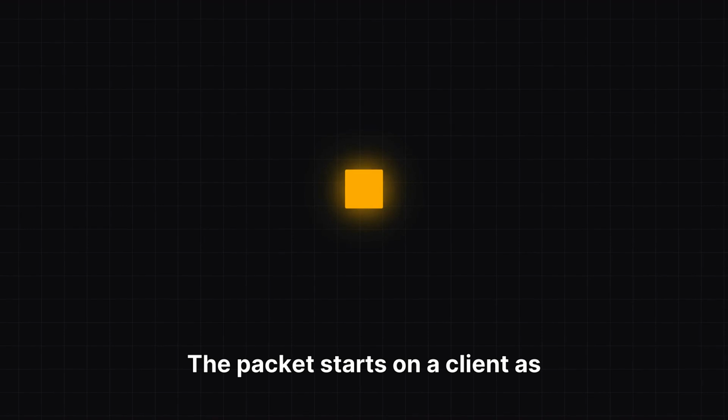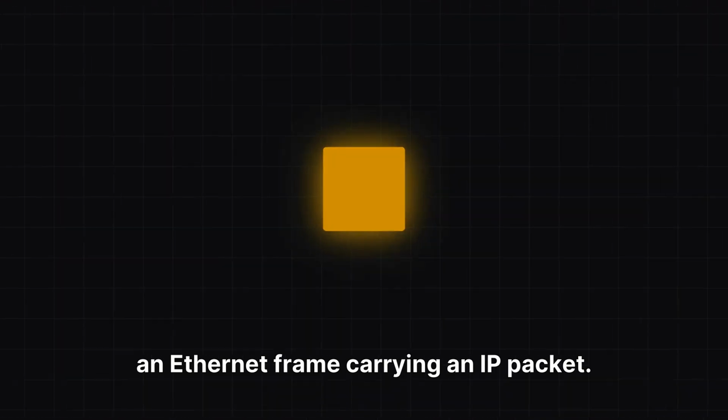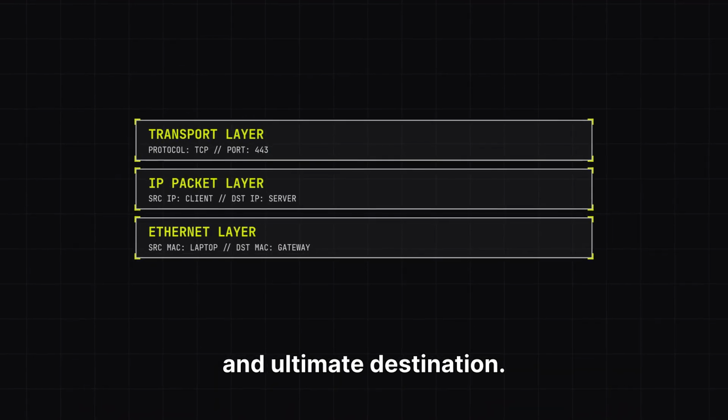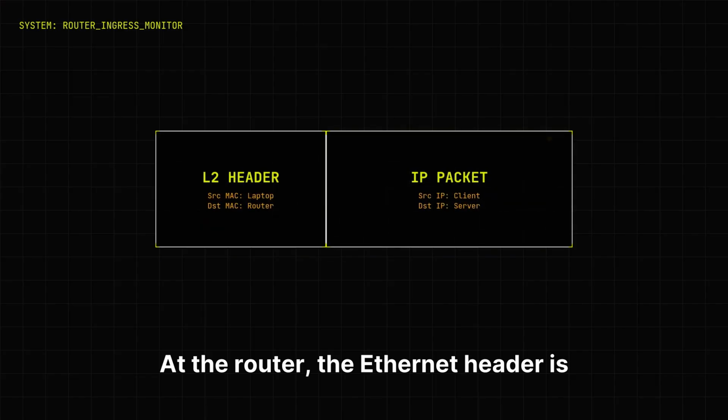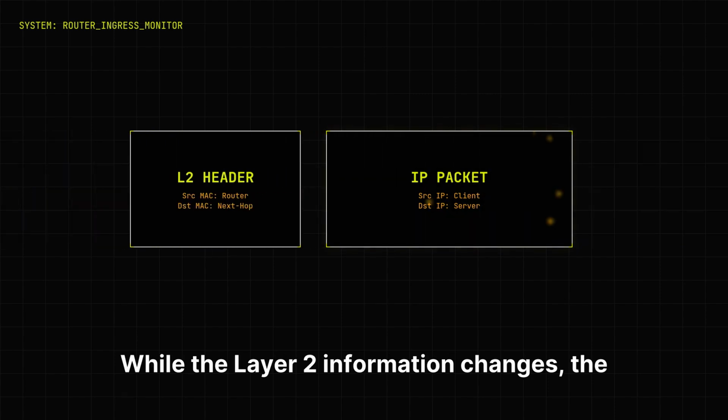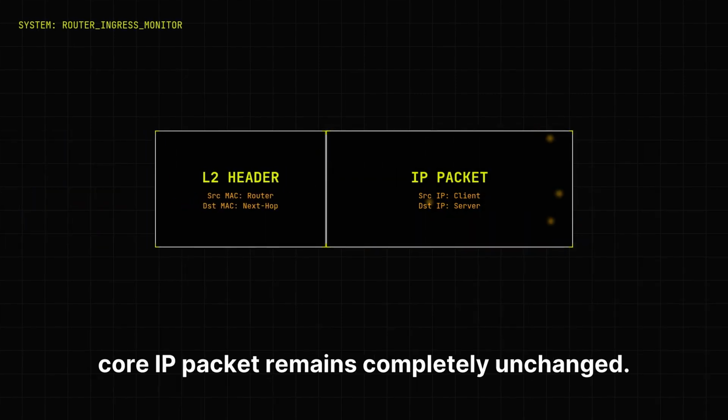The packet starts on a client AS, an Ethernet frame carrying an IP packet. This initial structure defines its starting point and ultimate destination. At the router, the Ethernet header is removed and replaced for the next hop. While the layer 2 information changes, the core IP packet remains completely unchanged.